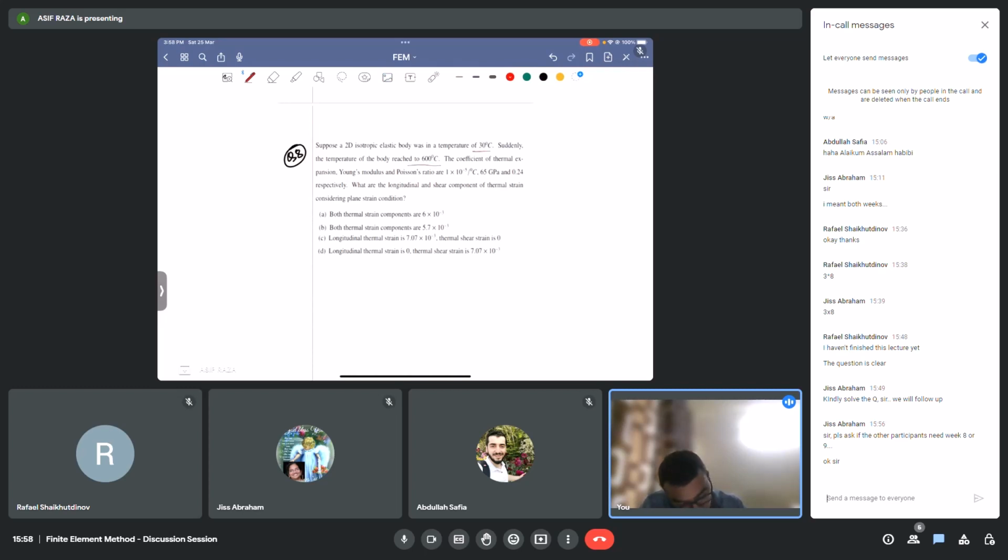The coefficient of thermal expansion, Young's modulus, and Poisson's ratio are given respectively. What are the longitudinal and shear components of thermal strain considering plane strain condition? I'll keep this question as the last question for assignment 9, and then I'll jump into the assignment 8 solution if that is fine with all.